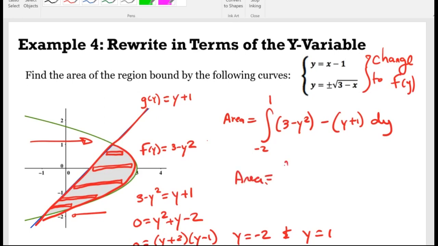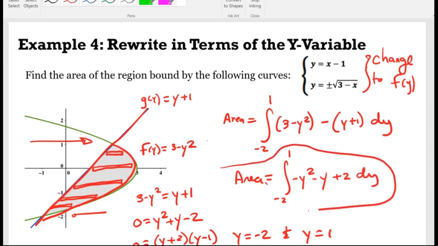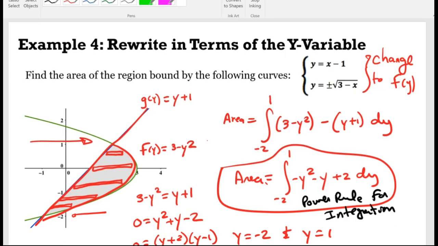Area is equal to the integral from negative 2 to 1 of negative y squared minus y plus 2 dy. This is the simplified integral. We just took the polynomials and joined them together. And what you should notice here, power rule for integration. No u substitution needed. So the benefits that came are we only needed one integral, and this is simple power rule. When we were solving it in terms of x, we needed two integrals, and we had to use u substitution twice.